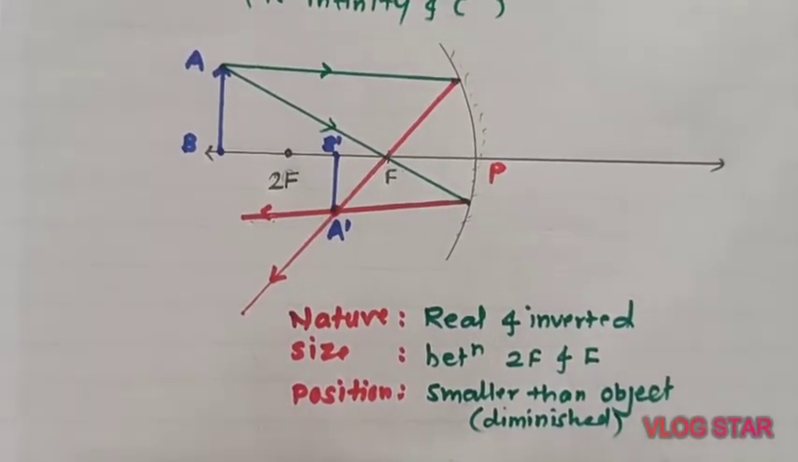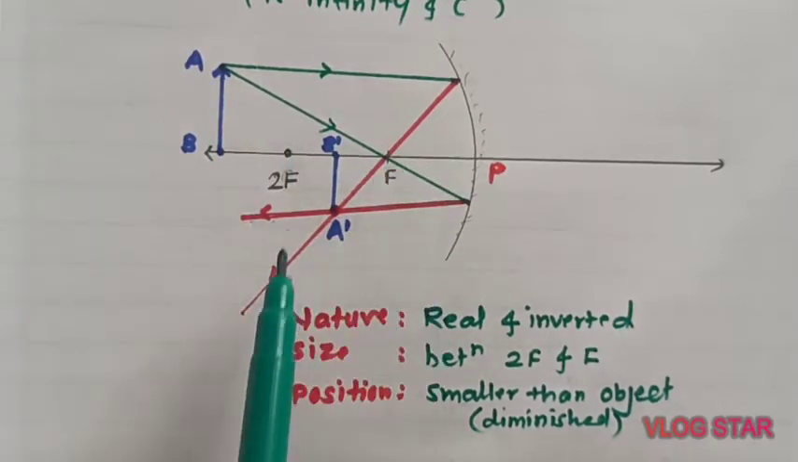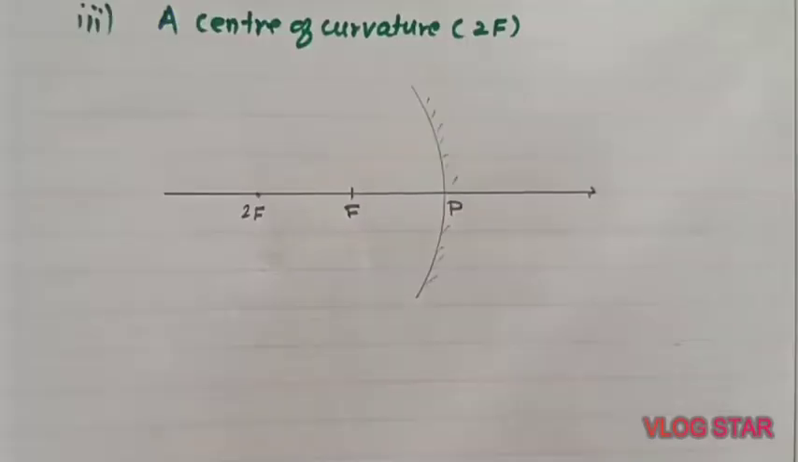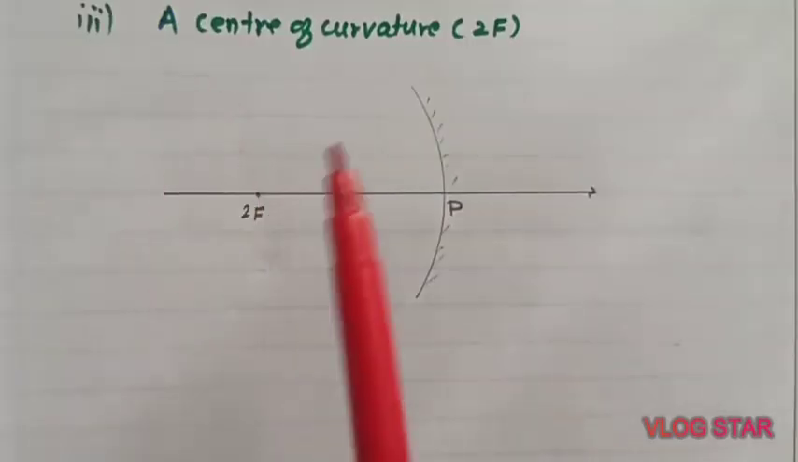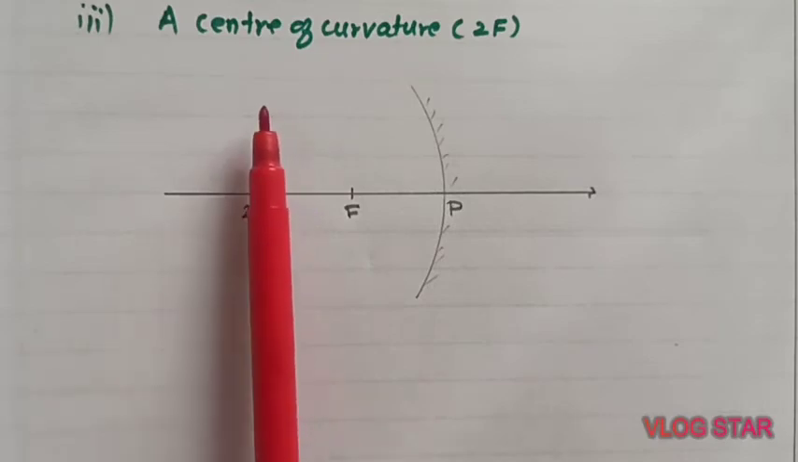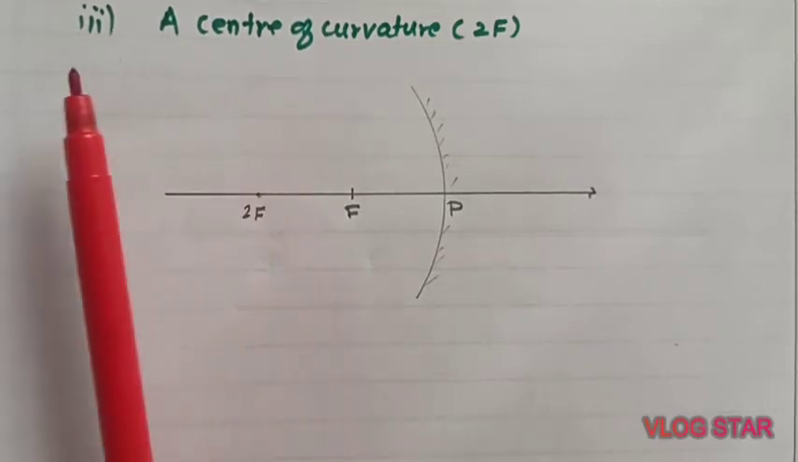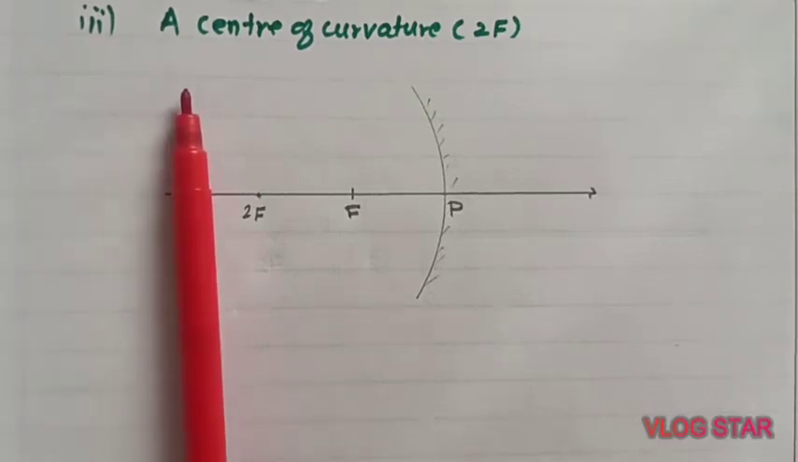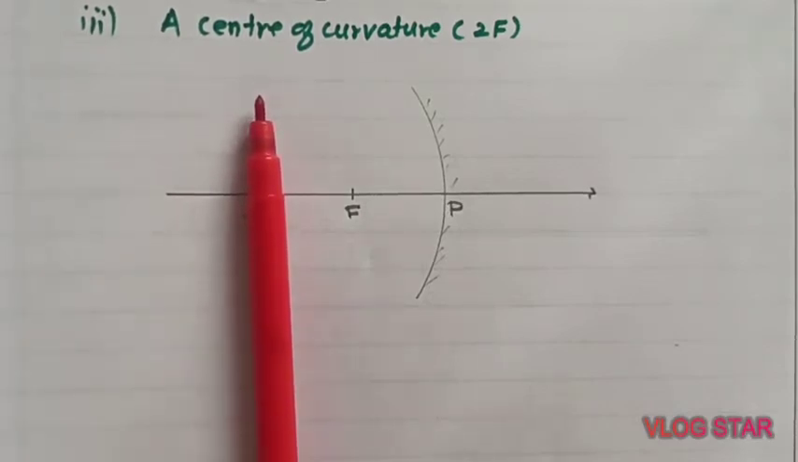So like this, for every position you have to trace the ray diagram and you have to conclude what the nature, what the size of the image is, and where the image is formed, that is the position of the image. Now look here, we will discuss this third position. The object is placed at the center of curvature. So we are moving the object nearer to the mirror. First taken at infinity, then behind the center of curvature, now at the center of curvature.